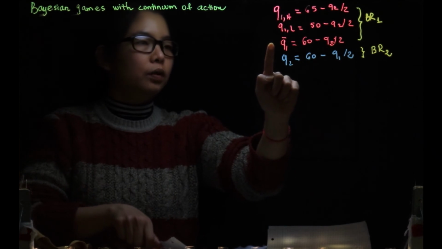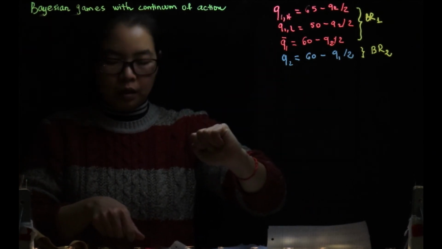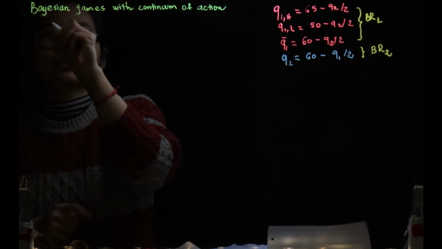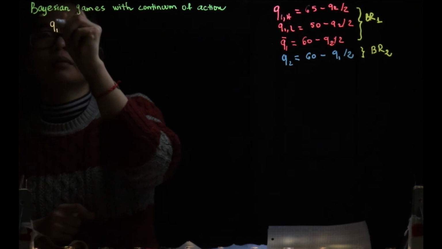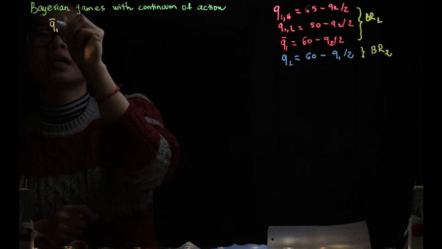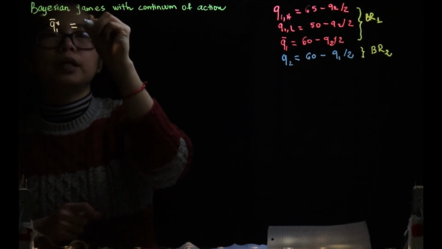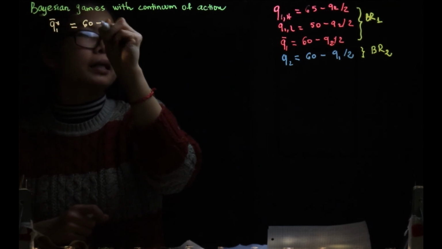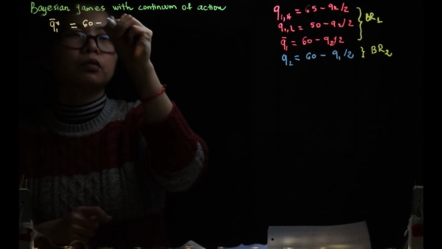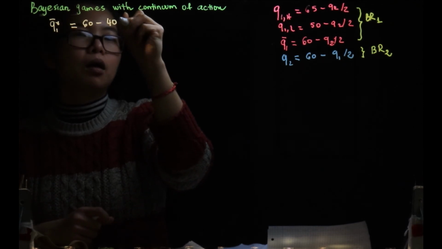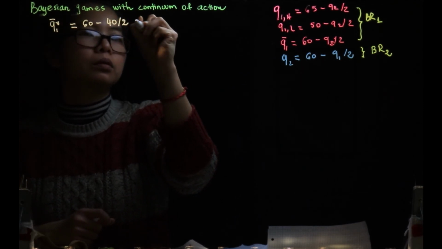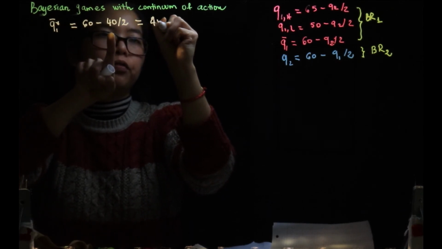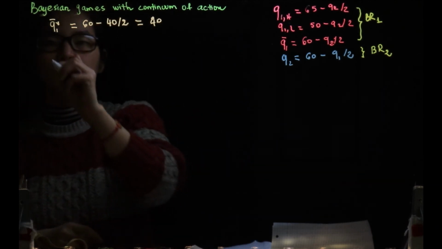So the Q1 bar, we forgot to calculate, or I forgot to calculate previously, so let's put it here. Q1 bar, like the average, star would be, you could calculate that directly, 60 minus Q2 star 40, right? Over 2, which is 60 minus 20, and at the end you have 40. Okay. So now let's graph.